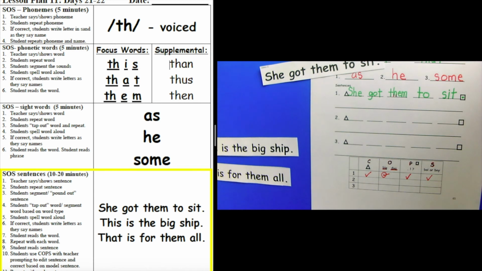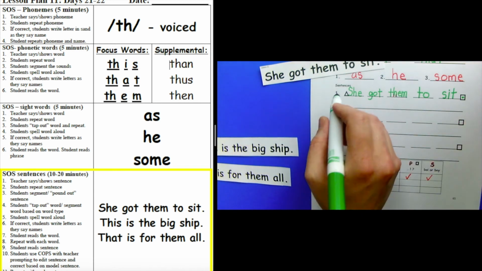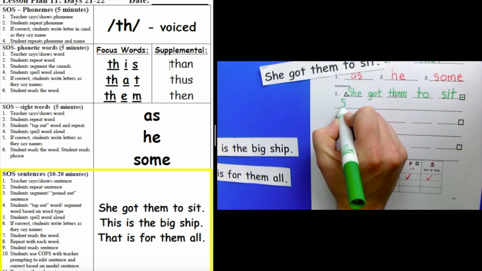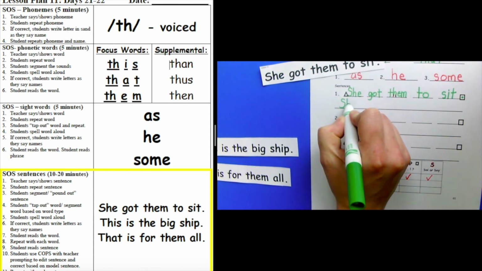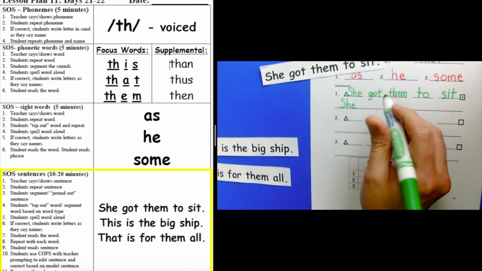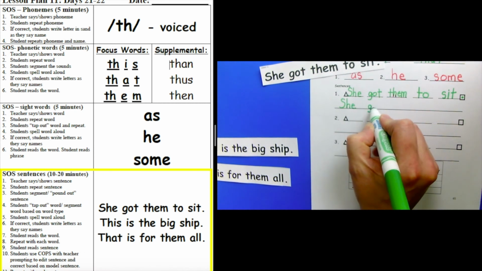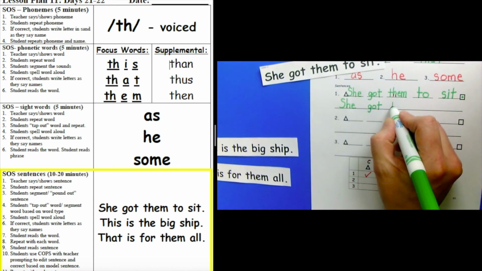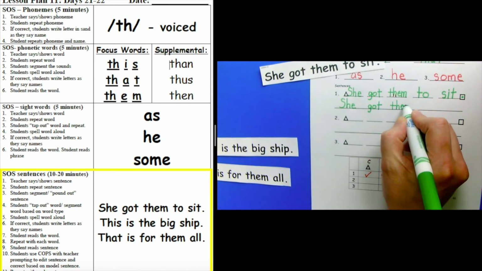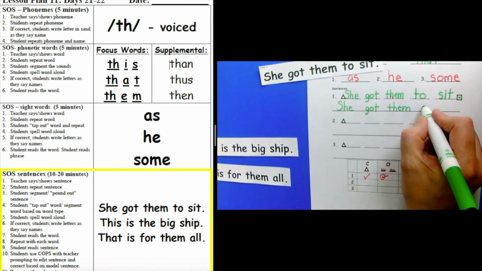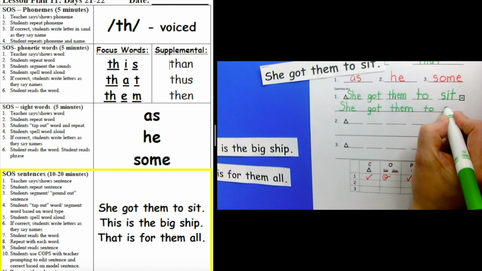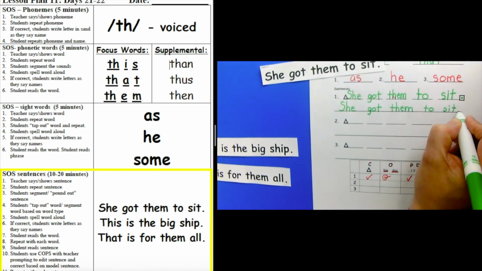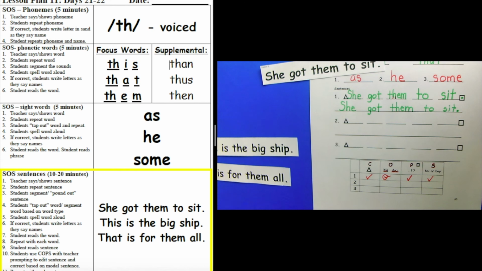The student will copy that. She got them to sit. So the student just copies it. She. Encourage them to say the letters. S-H-E, she, got, G-O-T, and I left my space. I had to remember that lines weren't there to help me. Them, T-H-E-M. She got them to, T-O, sit, S-I-T, and punctuation. So once they write it the second time, we can now come down here and we check COPS again.